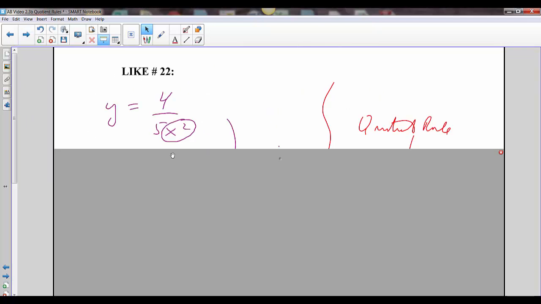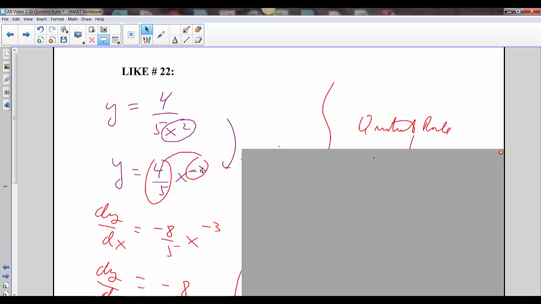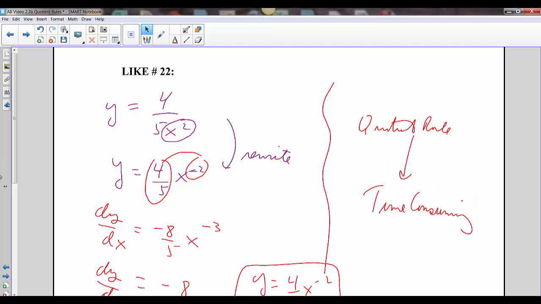Here's another example. Now again, the easiest way is just going to be to call that x to the negative 2 and then find the derivative. Very straightforward. You could use the quotient rule, colossal waste of time, because this is a whole lot faster.